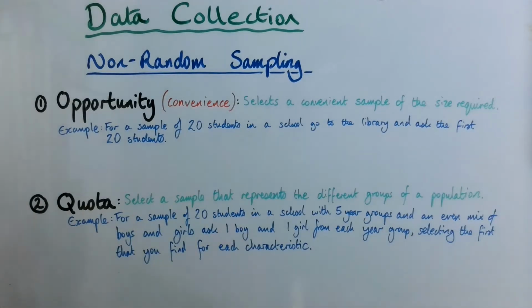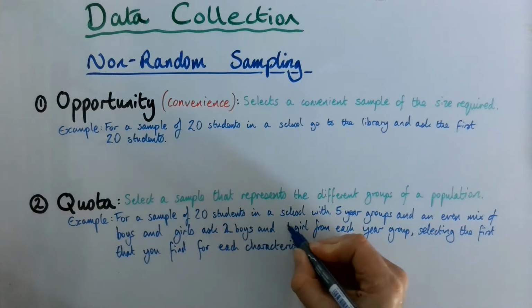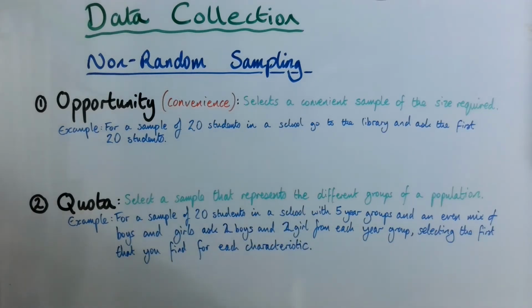So here's our definition: selecting a sample that represents the different groups of a population. And in my example, I've gone a little bit further than just boys and girls. If you had 5 different year groups, that would need to be 2 boys and 2 girls from each year group, wouldn't it? And just find the first boy from year 7, first girl from year 7, first 2 of those, and so on. So we're going to move straight on now.